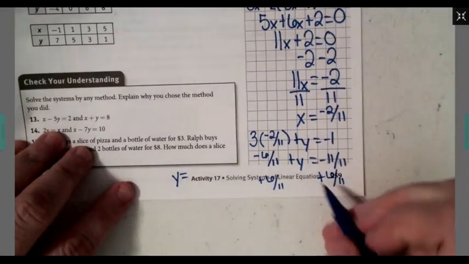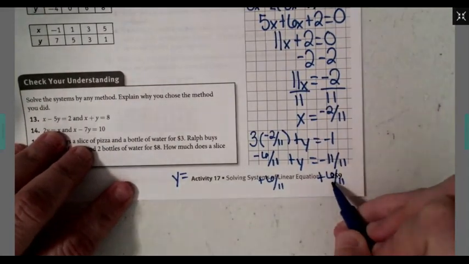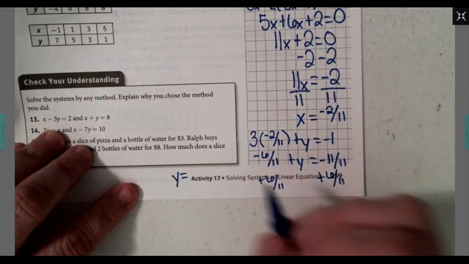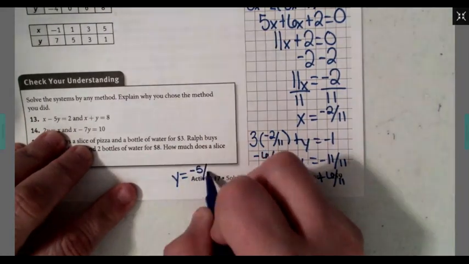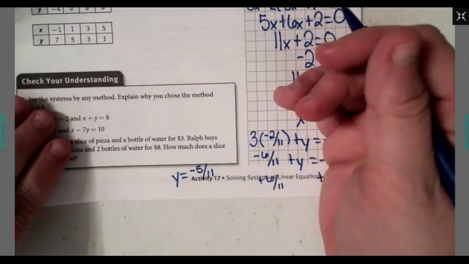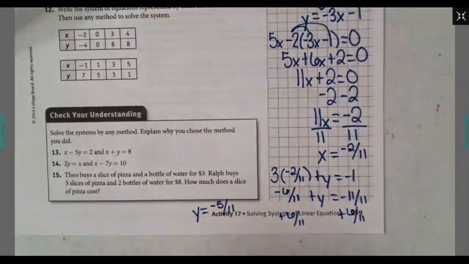Oops, sorry, I couldn't see all that. So what is negative 11 plus 6? Negative 5. So this y value would be negative 5 over 11.